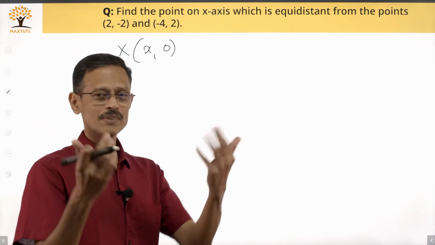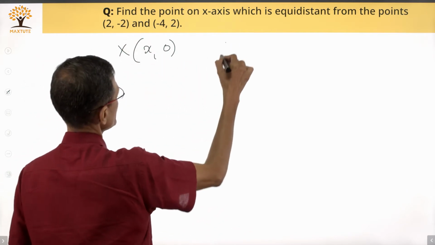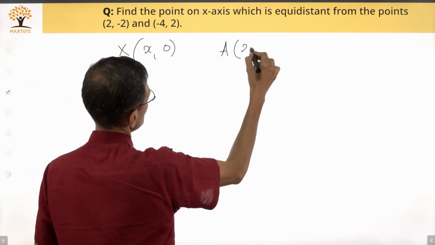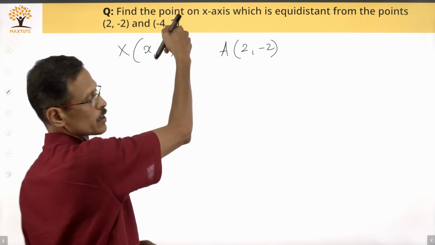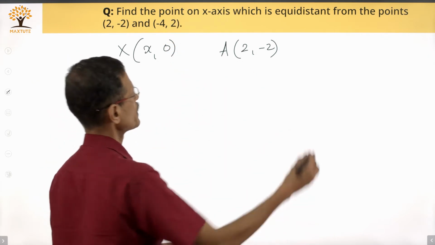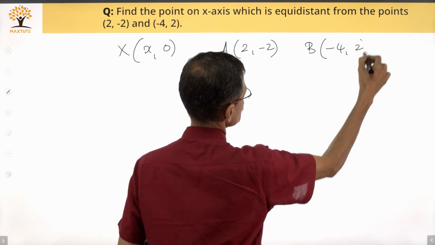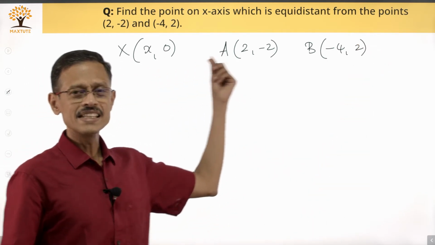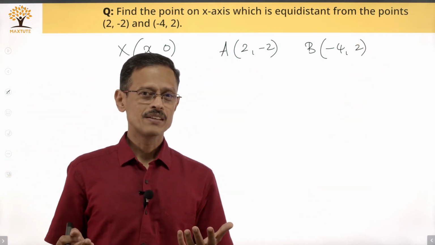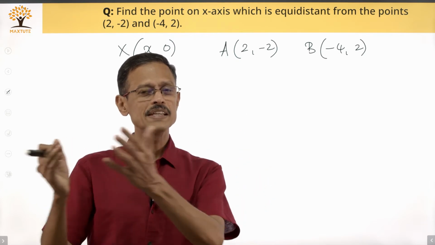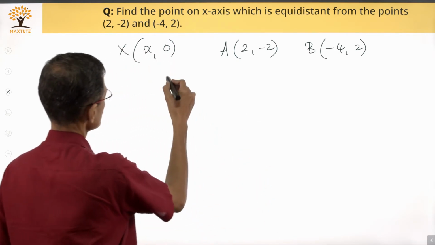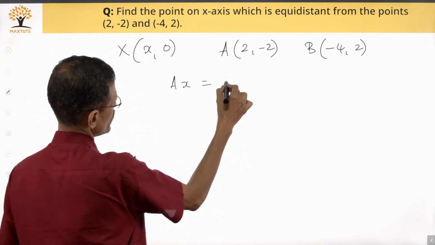Let's just assign some names to it. Let's say this point A has coordinates (2, -2), and the coordinates of this point, let's call it B, are (-4, 2). X is equidistant from A and B, which means the distance AX will be equal to the distance BX. So the distance AX is equal to BX.